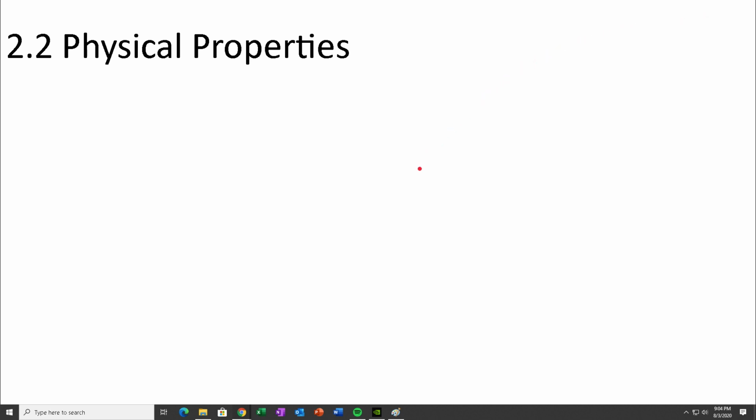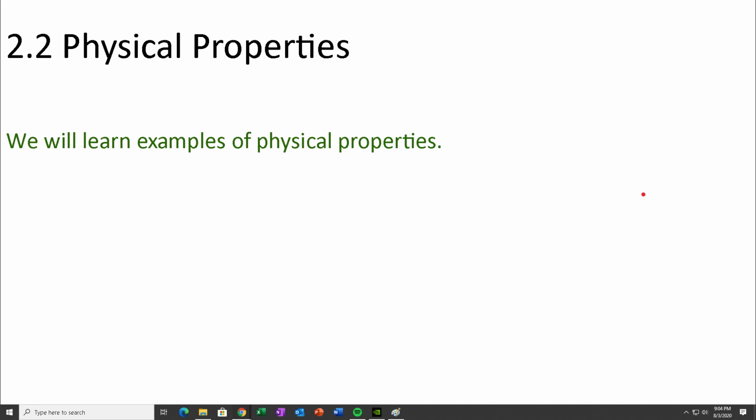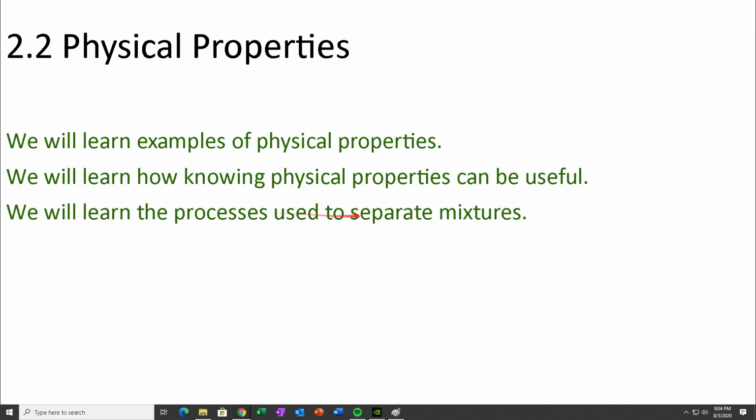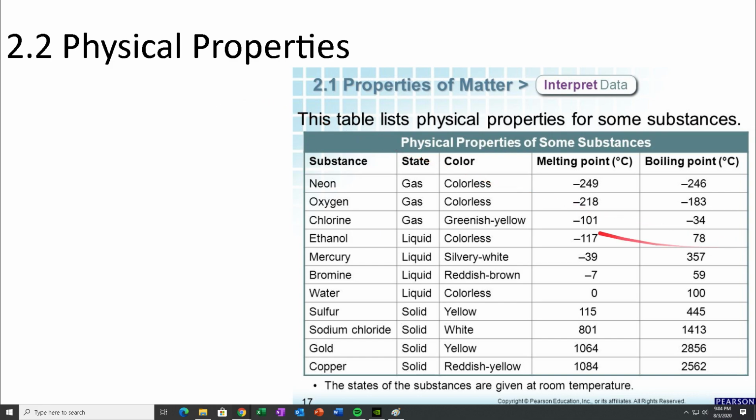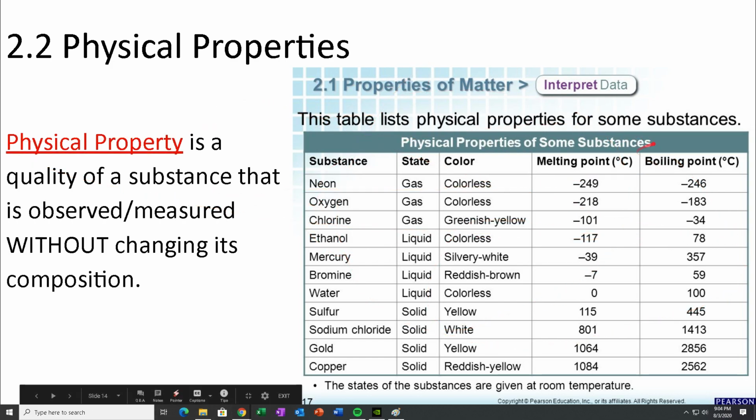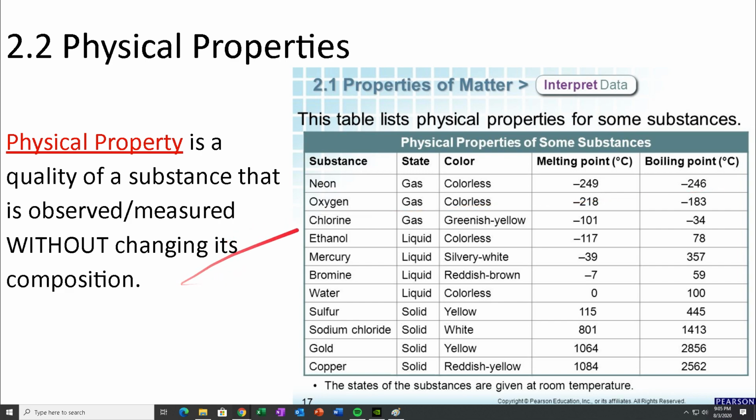Instead, we're going to move straight on to 2.2, physical properties. We're going to learn examples of physical properties, how knowing physical properties can be useful, and the processes used to separate mixtures. Here we have a table of physical properties. A physical property is a quality of a substance that can be observed without changing its composition.